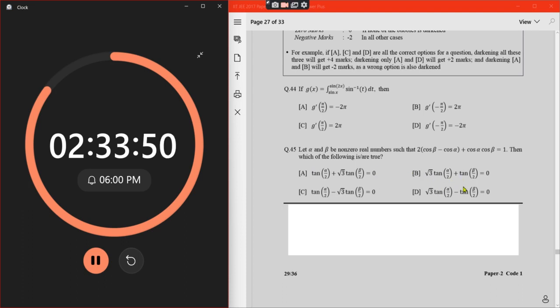No, this is not correct. This is not correct. Okay, A and C. Next question. 45 is A and C. Next. 46.